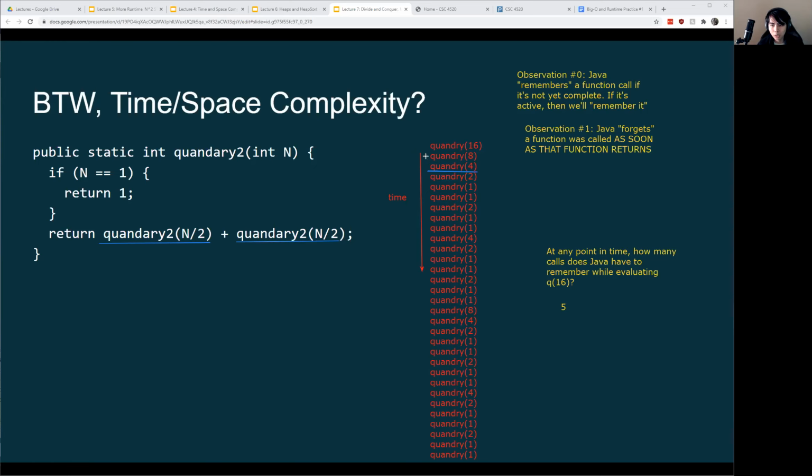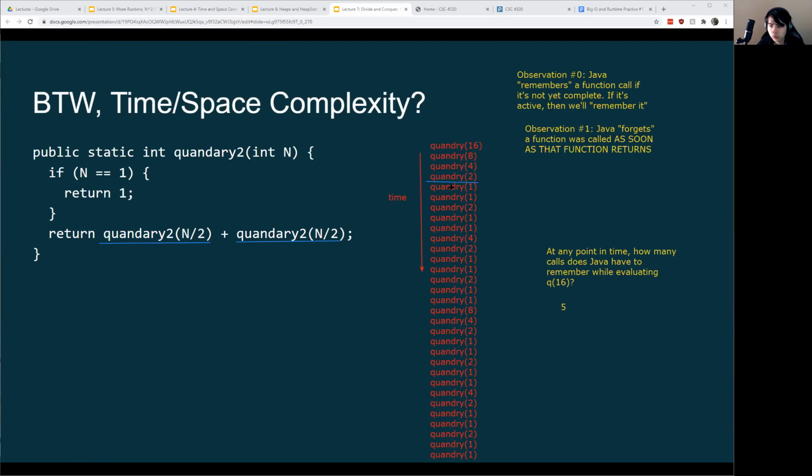We're getting a lot of no's in chat because, again, we have to remember a function call if it's not yet complete. 8 is still active because we have to answer quandary of 4 once and then twice in order to return from quandary of 8, right? So we're in the middle of quandary of 8 because we're still trying to do quandary of 4.